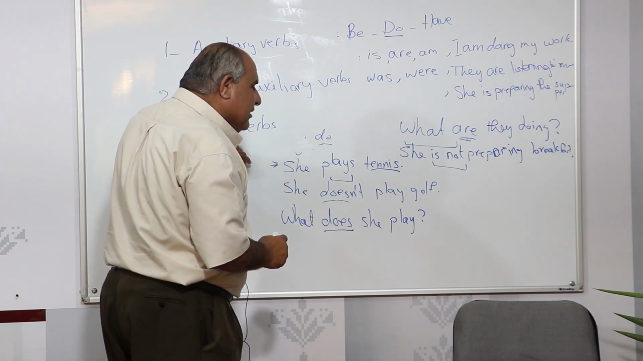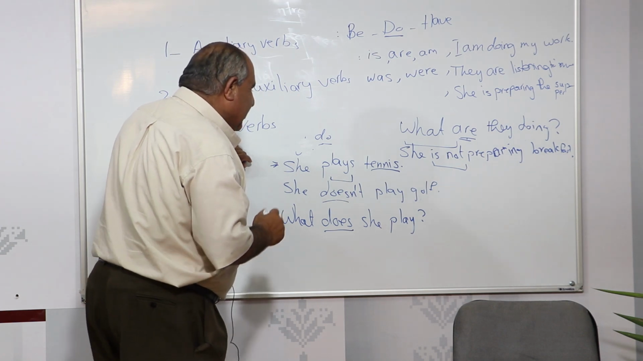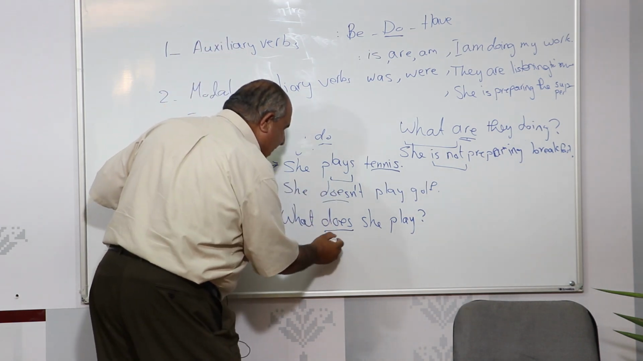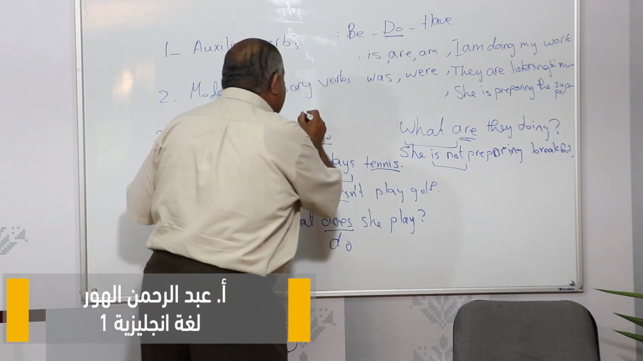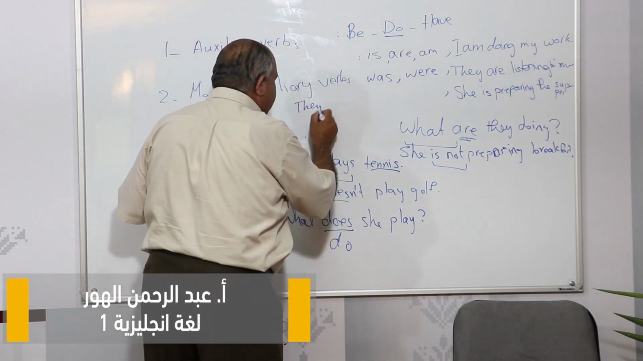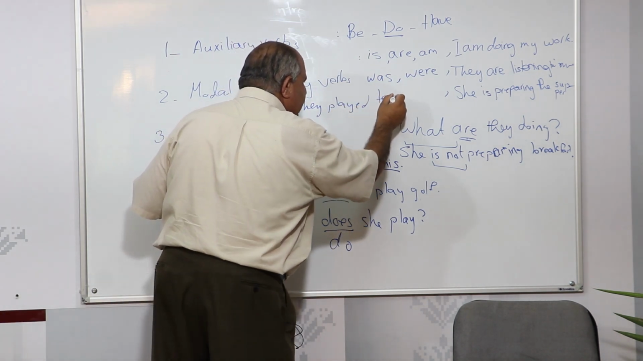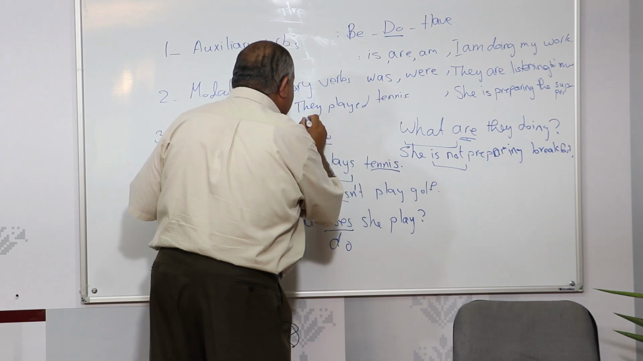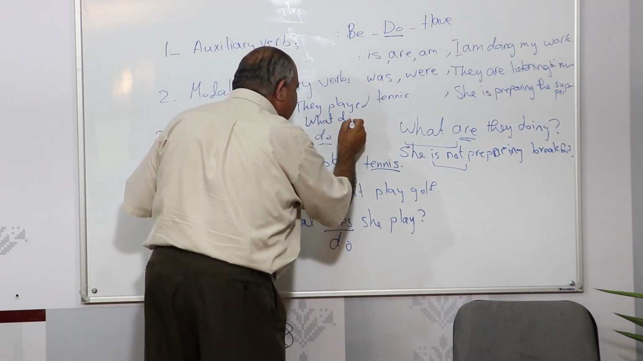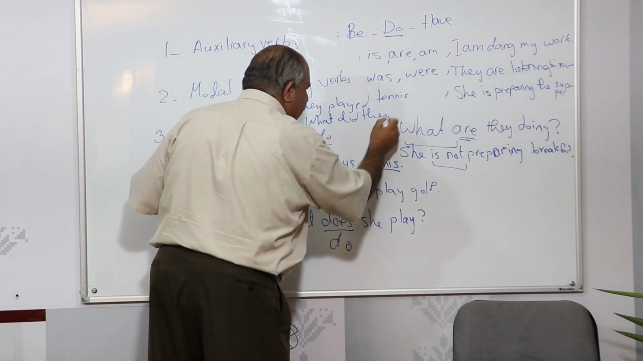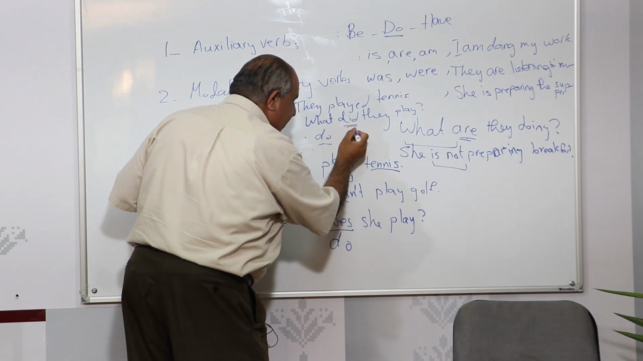If you want to use a verb without s: They play tennis. What do they play? In this case we use do. In the past, in the sentence they played tennis, we make a question: what did they play? Therefore now we use did in the past.